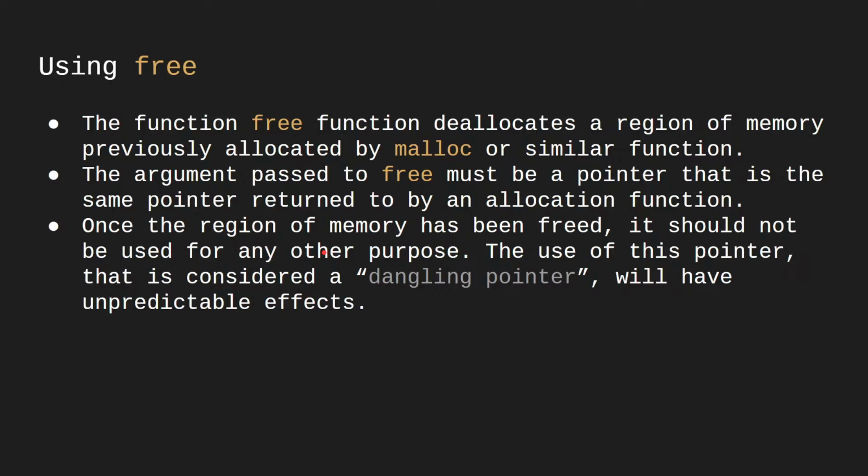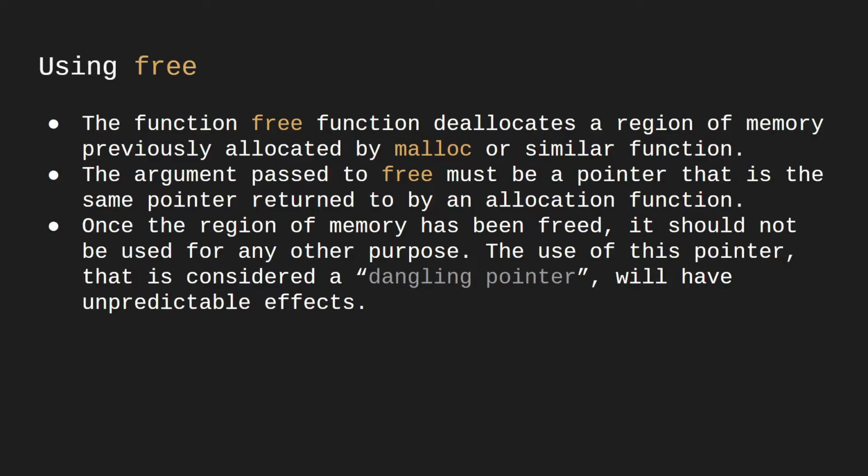Okay, so using free. The free function deallocates a region of memory previously allocated by malloc or some similar function. The argument passed to free must be a pointer that is the same pointer returned by an allocation function. Meaning when you allocate, that memory address needs to match something that was returned from malloc. Once the region of memory has been freed, it should not be used again for any other purpose. The use of this pointer, which is considered a quote-unquote dangling pointer, will have an unpredictable effect. So again, think of it as clearing that memory address out and then moving on.